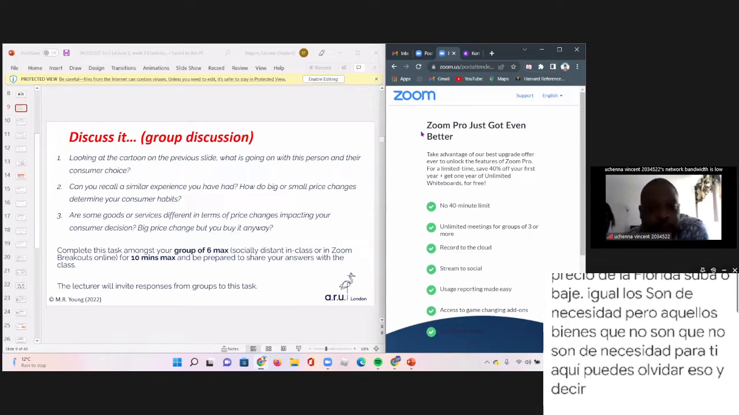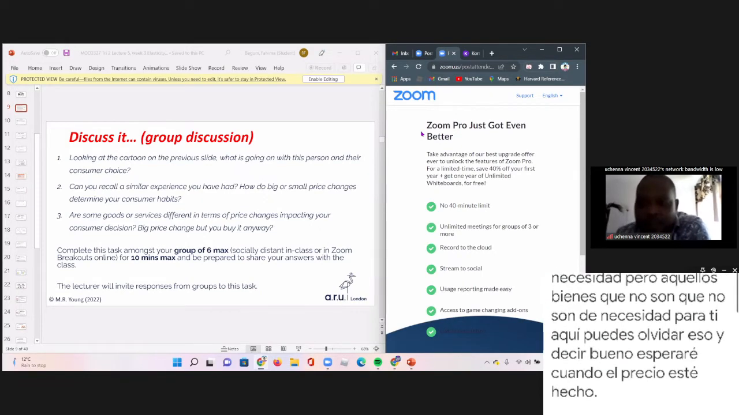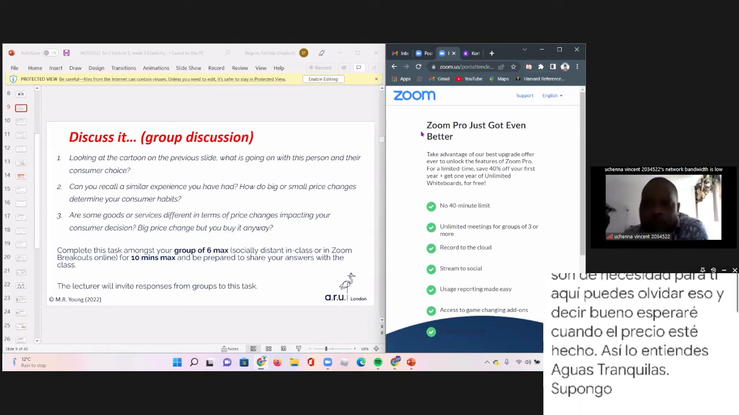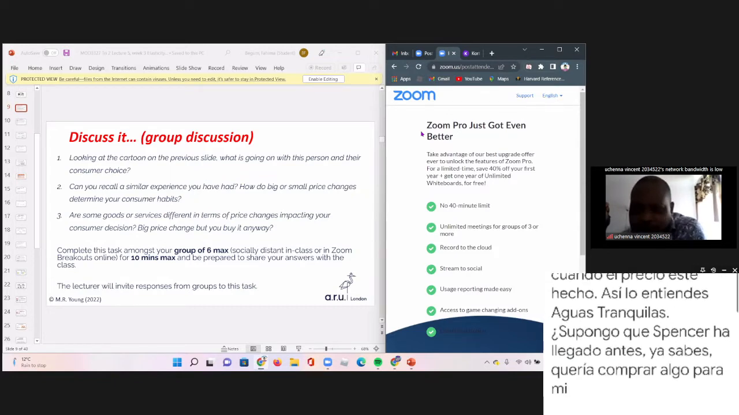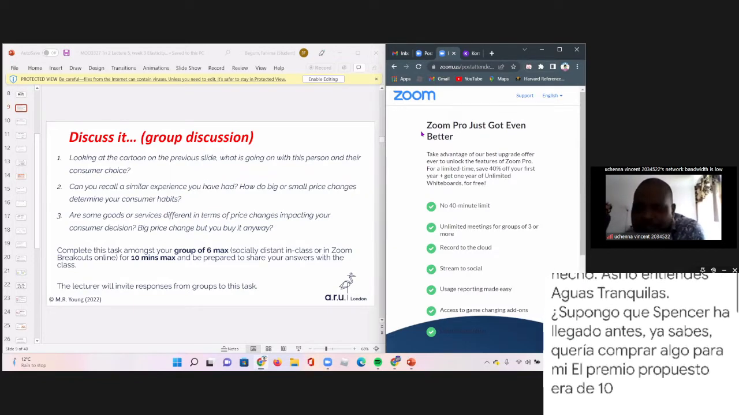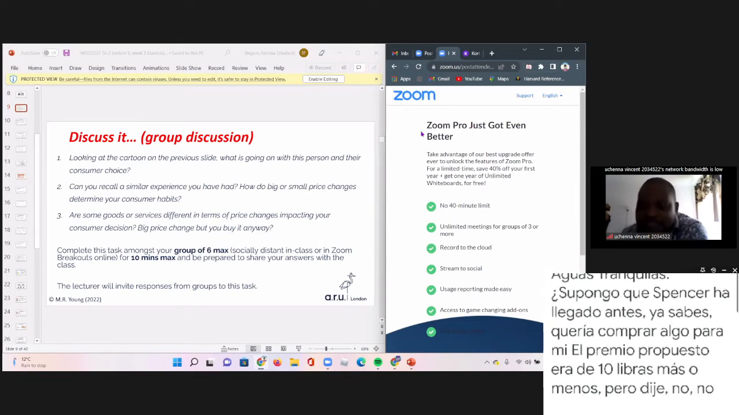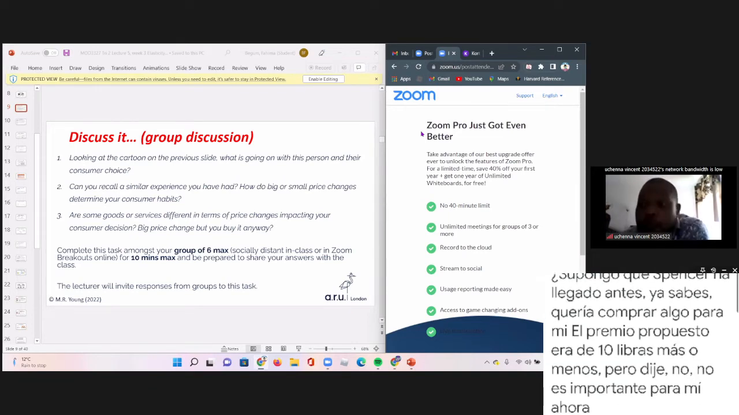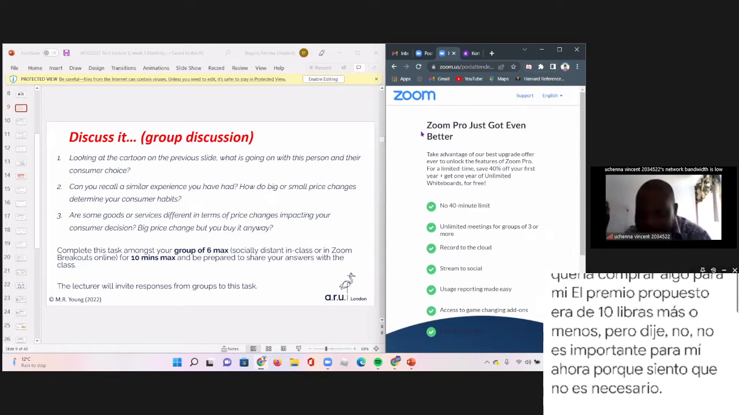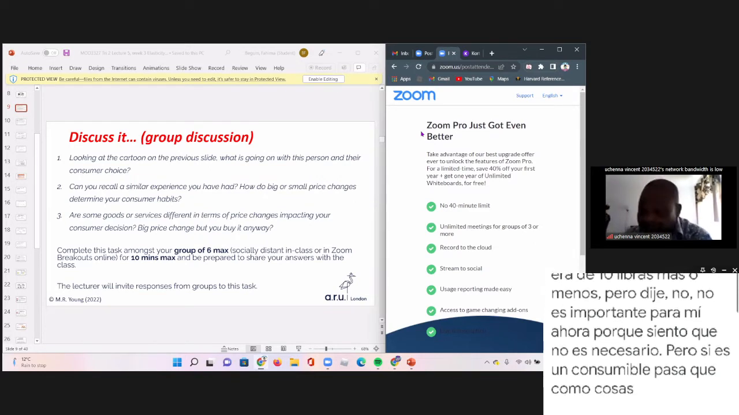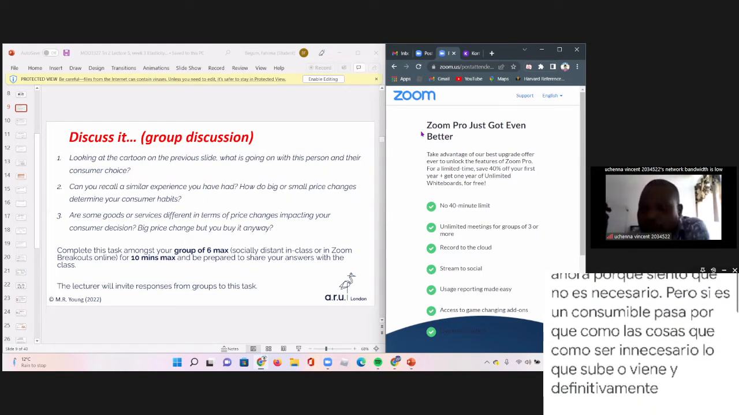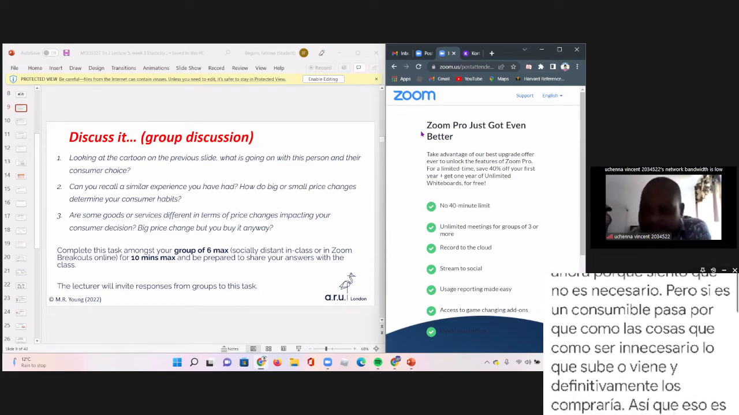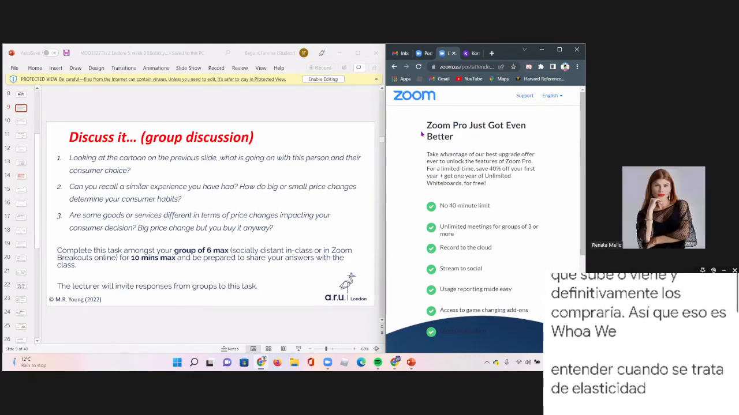You understand? Like the experience I've had before, I wanted to buy something for my car. The price was £10 or so, but I said no, it's not important to me now because I feel it's not necessary. But if it is consumable goods, things that I eat, they are necessary. Whether it goes up or comes down, I will definitely buy them. So that is what we should understand when it comes to elasticity. It means the necessity. You understand me? Yeah, totally. I agree with you.